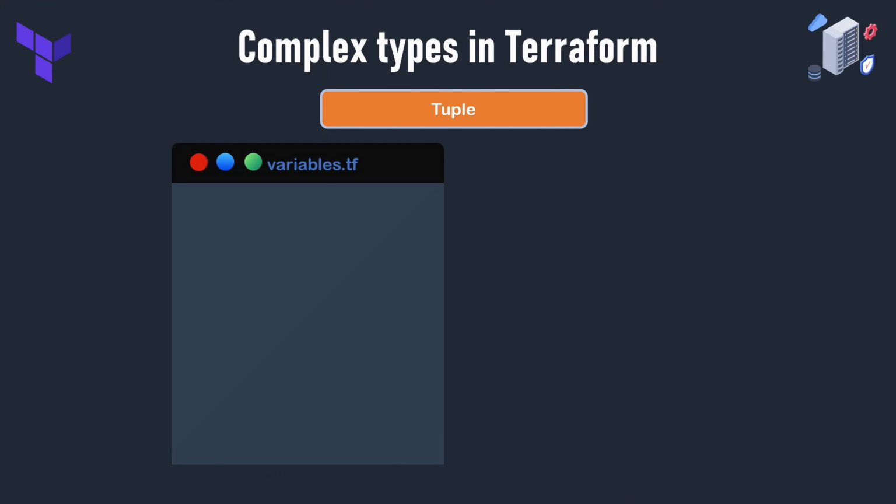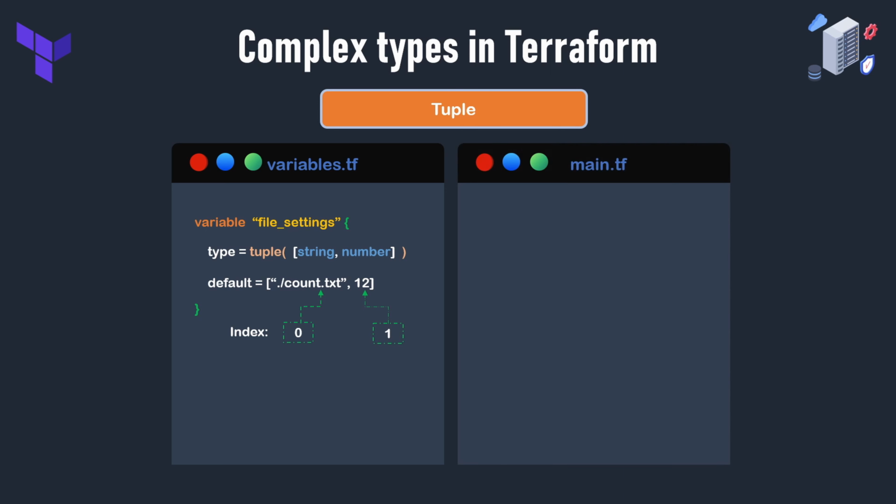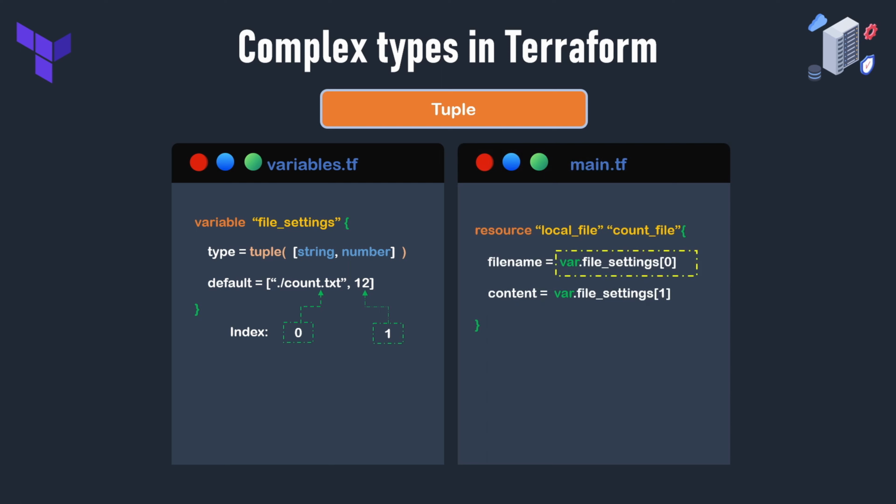Let's see now how to access the elements of a tuple. The elements of a tuple can be accessed by their indexes, starting from 0 for the first element, as we did for accessing the elements of a list. Here in this example, we have used the first item of the tuple for setting the file name argument and the second element for setting the content argument of the local file.